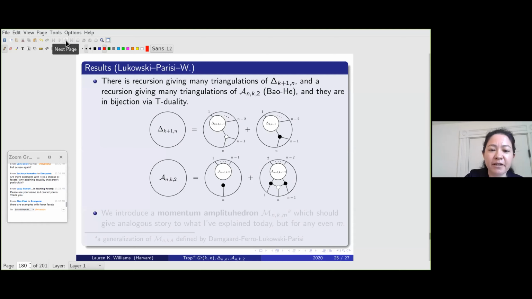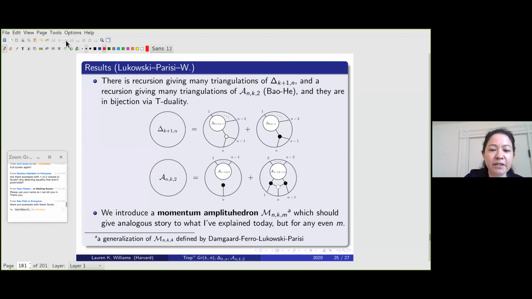And then another thing that we do is we introduce a momentum amplituhedron, M_{n,k,m}, which is supposed to play the role of the hypersimplex, but now should work for any even m, not just m equals 2. And this object generalizes an object defined in the case m equals 4 by Damgaard, Ferro, Lukowski, and Parisi.